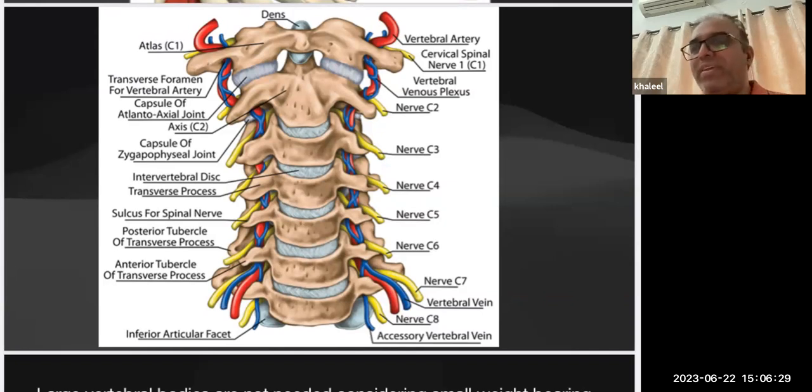One more thing here, in the cervical spine, the nerves are coming from the vertebra above. Actually, they are numbered from above. We will discuss this in detail slightly later.